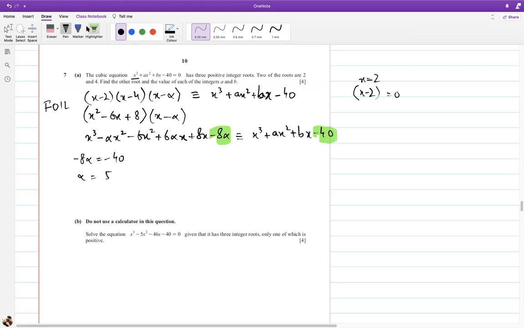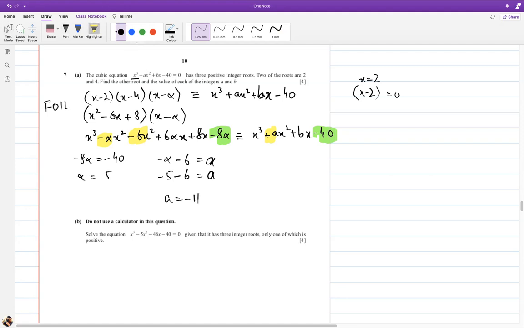Now that I have 5, I'll compare the things that have x squared with the thing that has x squared with it. So on this side, I have minus alpha minus 6, and on the other side, I have a. So minus alpha means minus 5 minus 6 equals a. So a is equal to minus 11.